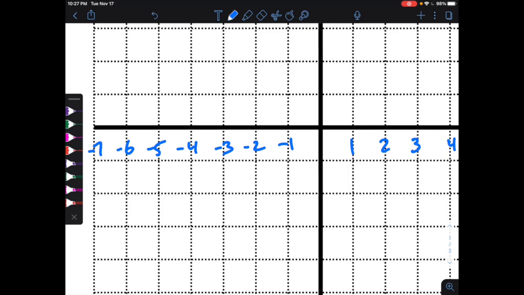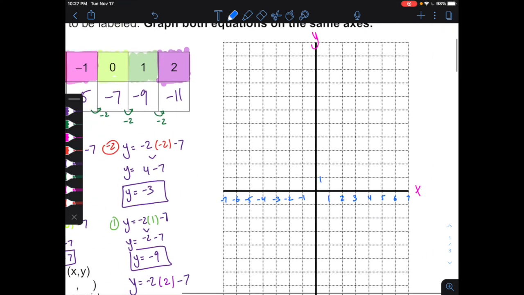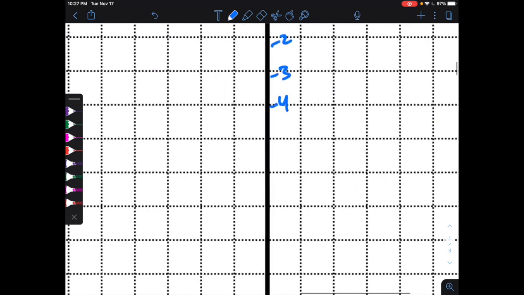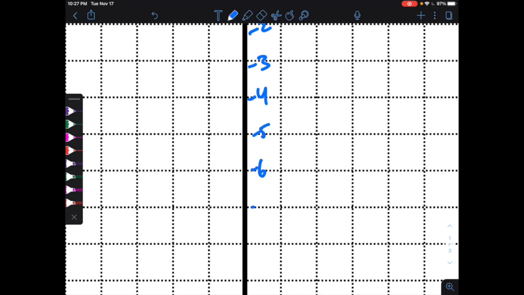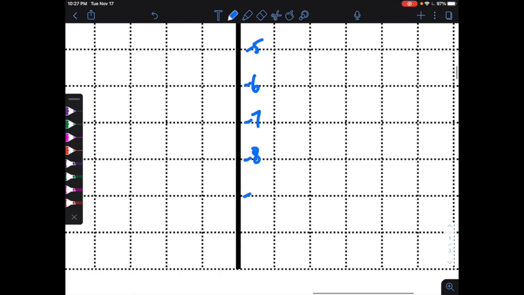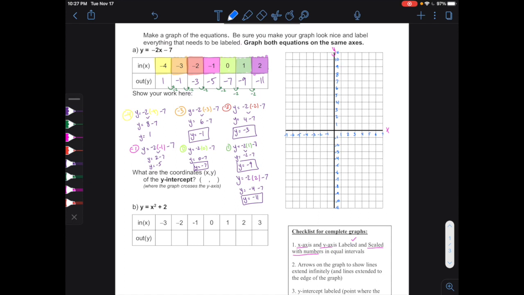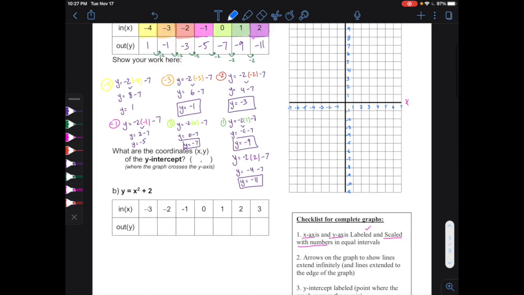Okay. And then going up is positive, so we'll add 1, 2, 3, 4, 5, 6, 7, 8, 9, 10, 11. Then -1, -2, -3, -4, -5, -6, -7, -8, -9, -10, -11. So what I did first was I labeled my graph with my x and y axis right here. I scaled my x and y coordinates. So this first one's done.